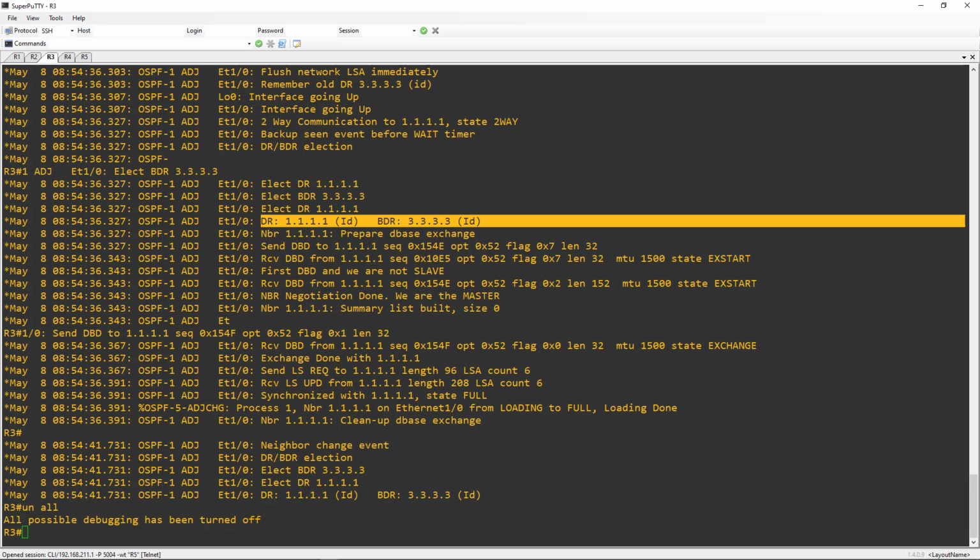The idea here is that in this DBD exchange process, we're trying to establish, first of all, who's going to be the master. That's going to be the one that has the highest router ID. And it's going to be the only router in this case that can actually increment the sequence numbers during the exchange, by the way. Once that master-slave election process is complete, the database exchange can start. And that's where we move into the Exchange state.